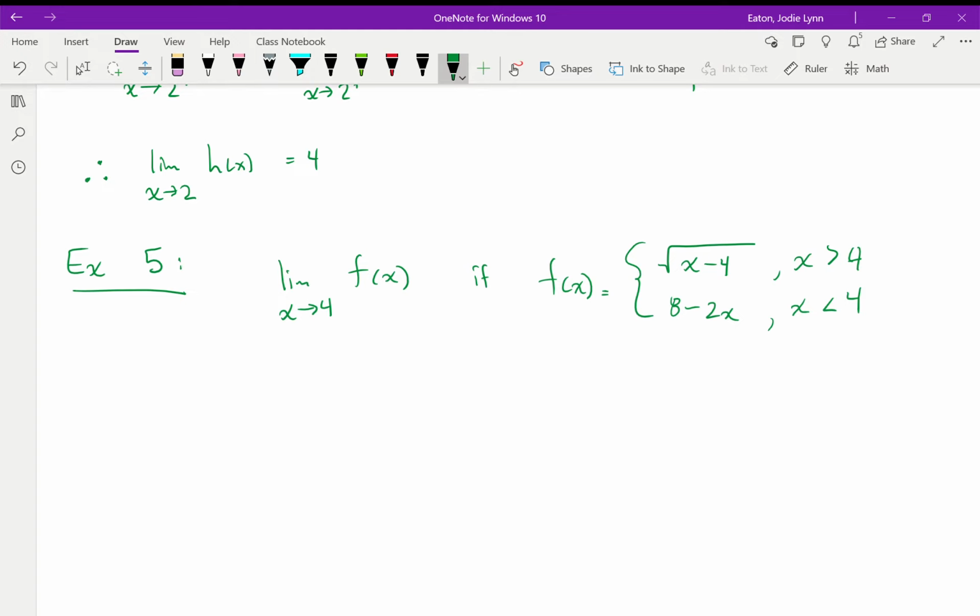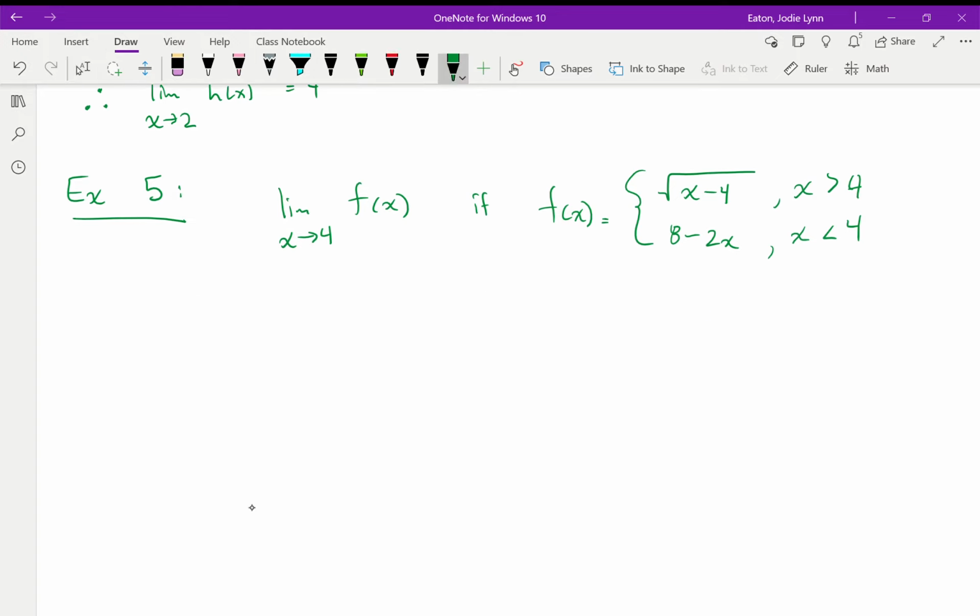So we have the limit as x, again, because it's piecewise, we're going to look at the limit from above and the limit from below. It doesn't matter which order you do it. Let's do the limit from above first this time. So the limit as x approaches 4 from above, so from the positive side, of f of x. Okay, so when we are greater than 4, this is the function that f of x is equal to. So that's the subdomain we're looking at.